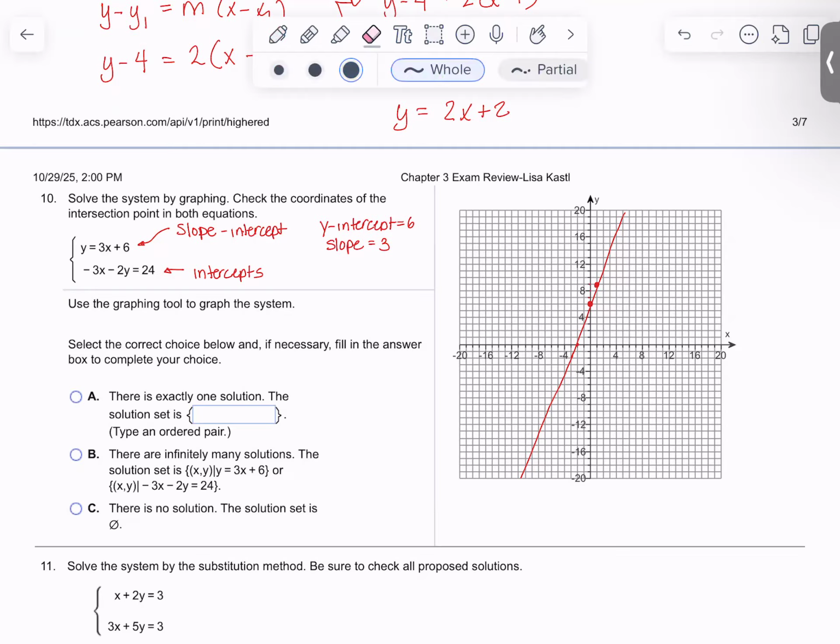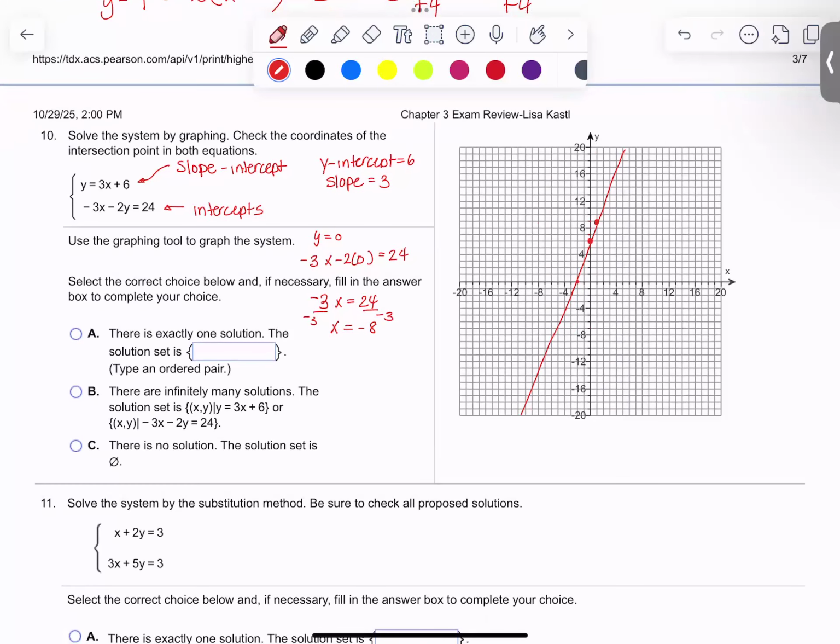To find the x-intercept, we set y equal to 0. So set y equal to 0: minus 3x minus 2 times 0 is 24. So minus 3x is 24. x is negative 8. We're going to divide both sides by negative 3.